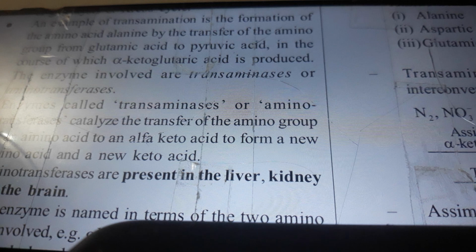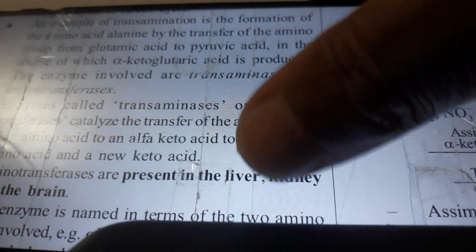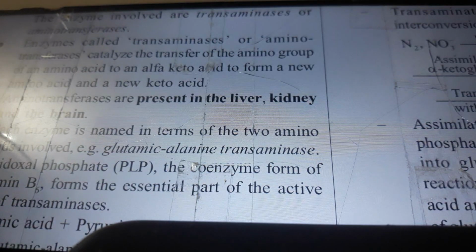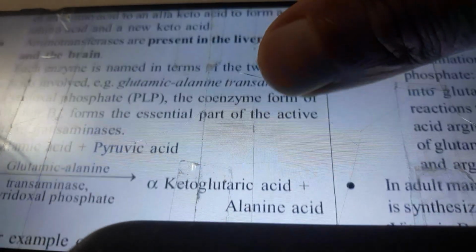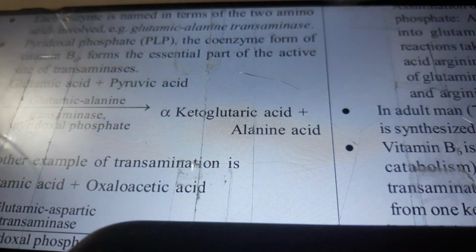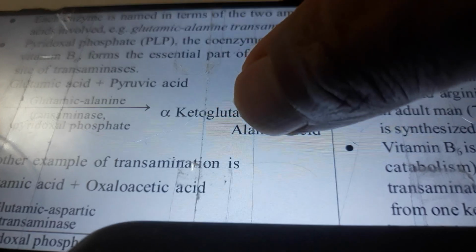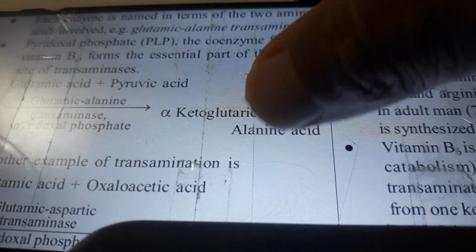The enzymes involved are transaminases or aminotransferases. Enzymes called transaminases or aminotransferases catalyze the transfer of the amino group of an amino acid to an alpha-keto acid to form a new amino acid and a new keto acid. Aminotransferases are present in the liver, kidney, and brain. Each enzyme is named in terms of the 2 amino acids involved, for example glutamate-alanine transaminase. Pyridoxal phosphate (PLP), the coenzyme form of vitamin B6, forms an essential part of the active site of transaminases.